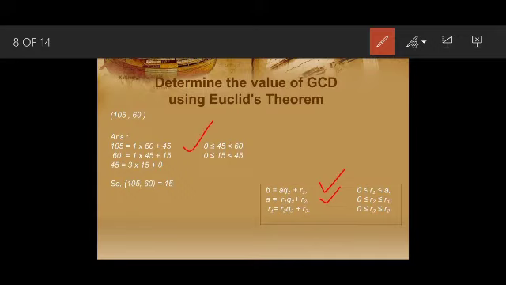For 45, 15 times how much makes 45? The result is 3, because we have found the result of 45, and then it is added by 0. So the GCD of 105 and 60 is 15.